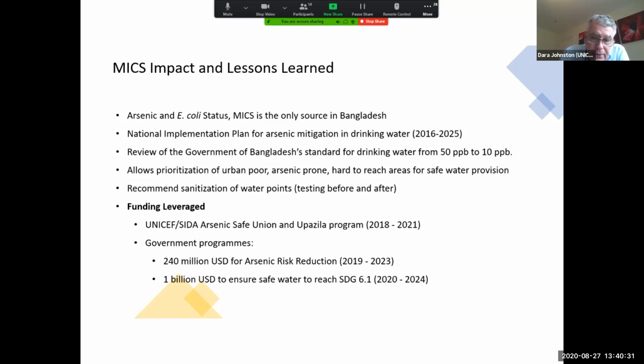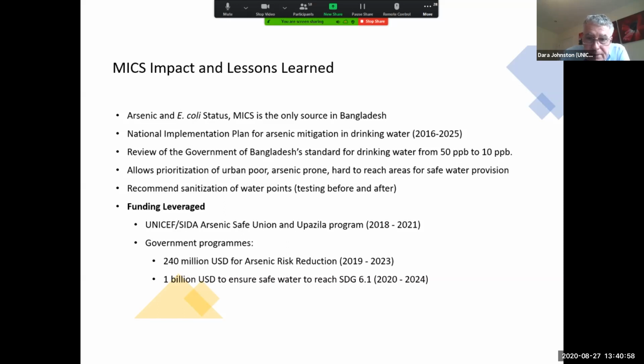So in the demonstration earlier, where it was mentioned that 2 samples are taken, what we have found is that it's probably necessary to have 3 samples. 1 before the source is sanitized, 1 after, and then 1 at the household, because our results are showing a significant difference in E. coli contamination when you sanitize the source.